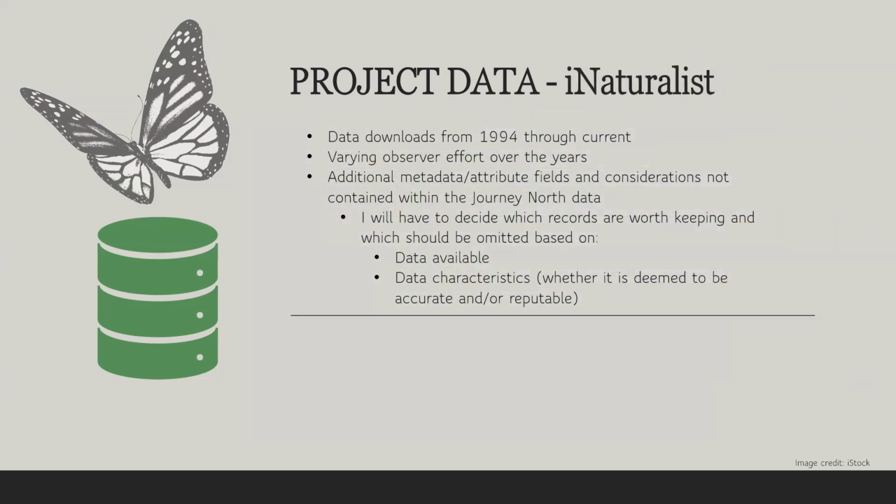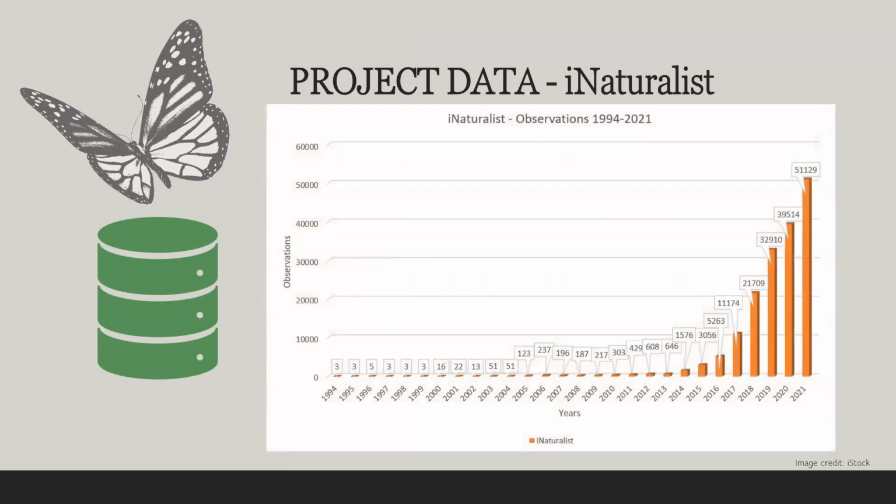My data from iNaturalist, I have 1994 through current. Again, there's varying observer effort over the years, which I'll have to take into consideration. iNaturalist has tons of additional data. I'll have to determine whether I can be picky with my data and look at just the research grade material and the verified data. There was more iNaturalist data in the more recent years when compared to the Journey North.